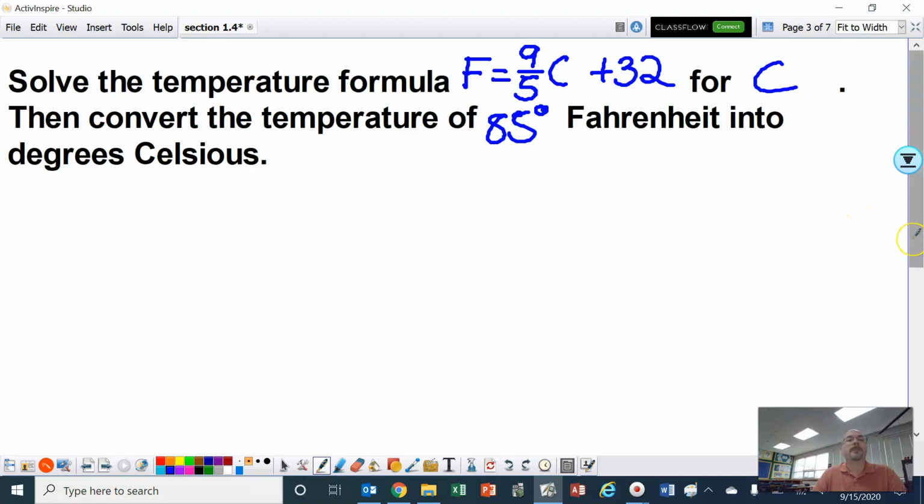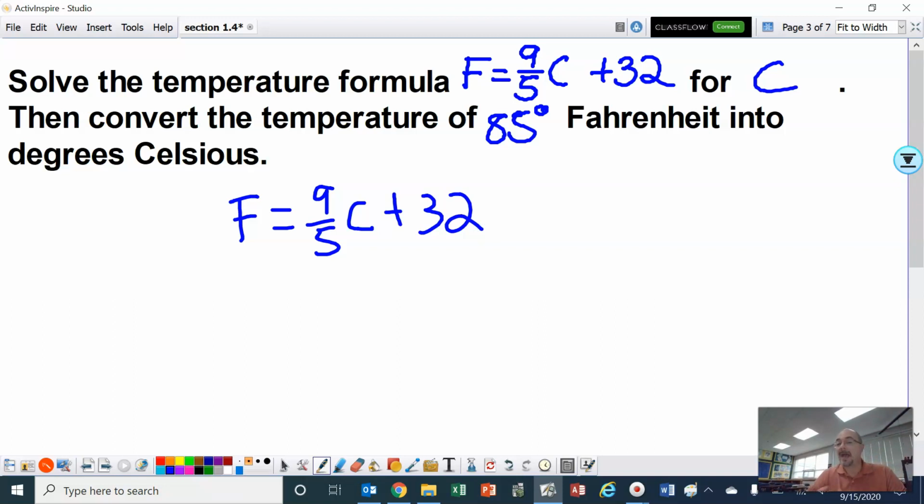All right, solve the temperature formula. Fahrenheit equals 9/5 times the Celsius plus 32. All right, and we want to solve for C. And then when we're done, we're going to convert the temperature of 85 degrees Fahrenheit to Celsius. So first task, we want to get the C by itself. All right, here we go. So F equals 9/5 C plus 32.